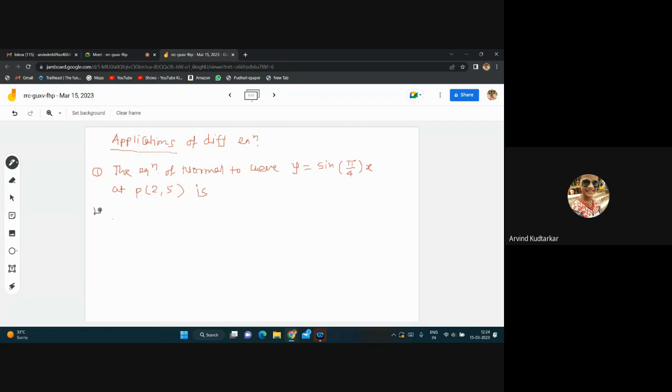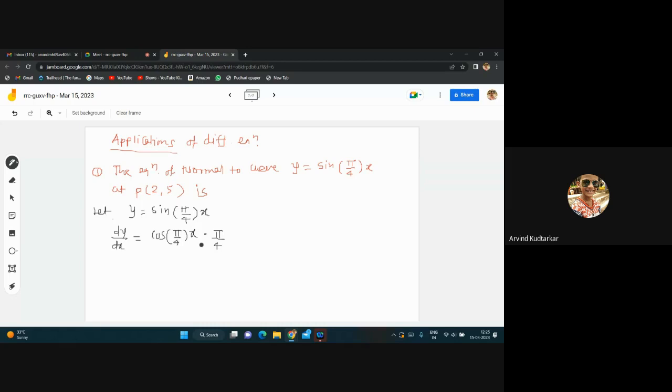Okay. So the derivative of sine is cos. Cos of pi by 4 into x. And once again you find the derivative of pi by 4 into x, it is pi by 4. Okay. Now this is the slope of the tangent, that is the first derivative. So we can say it is m. So we need to find m, that is dy by dx at which point? At point 2, 5. Means x is 2 and y is equal to 5.